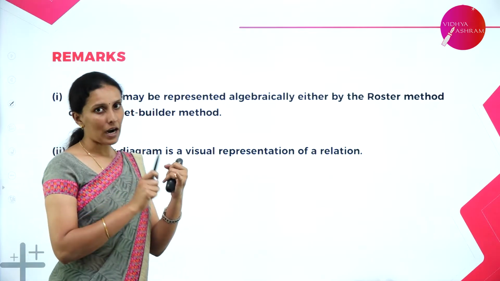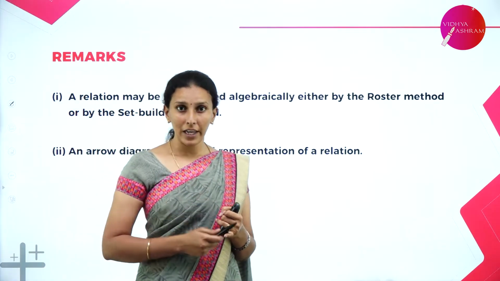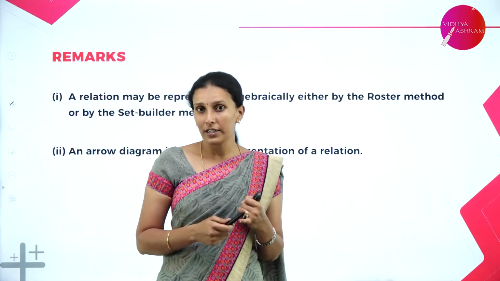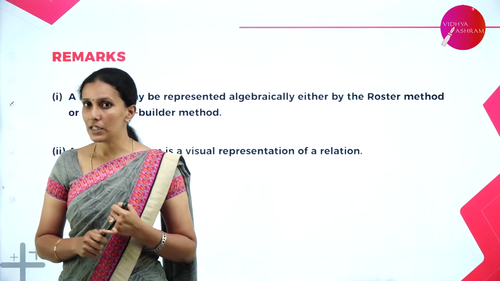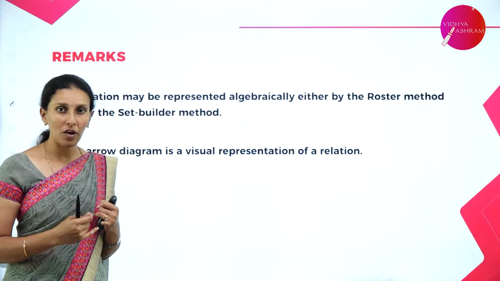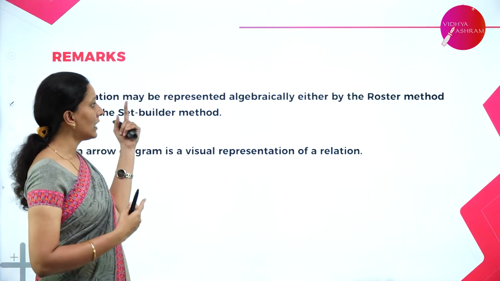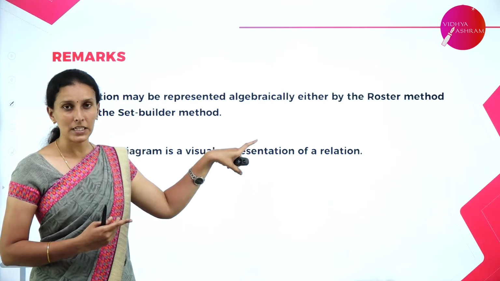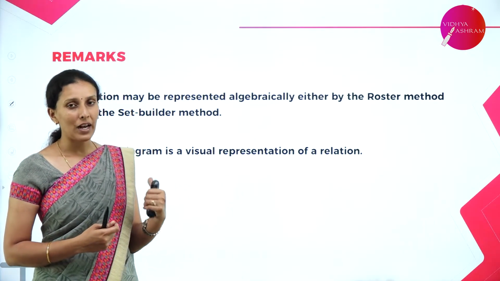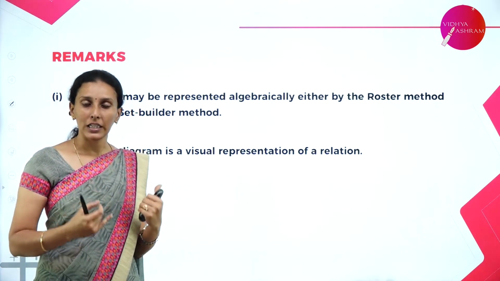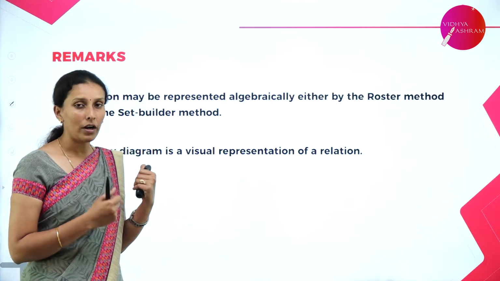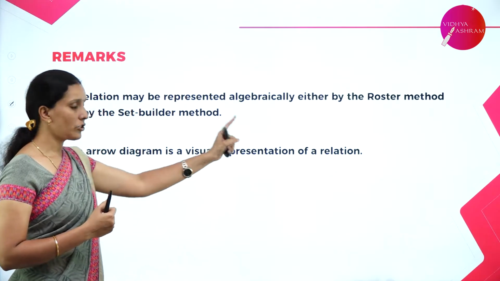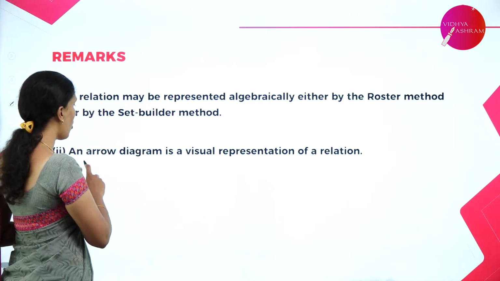As I said, the Cartesian product is a set and a relation is also a set, or we call it a subset of a Cartesian product, and we know that a set can be represented in two forms: roster form and set builder form. Hence, the relation set can also be represented in roster form as well as in set builder form. One more representation we have is the graphical representation of a relation using an arrow diagram.